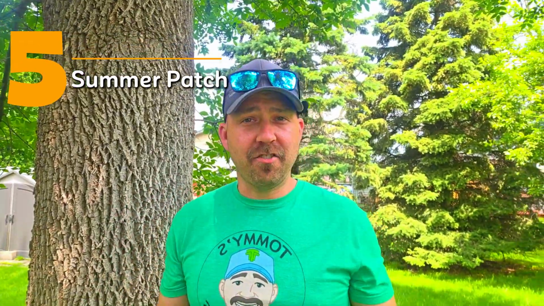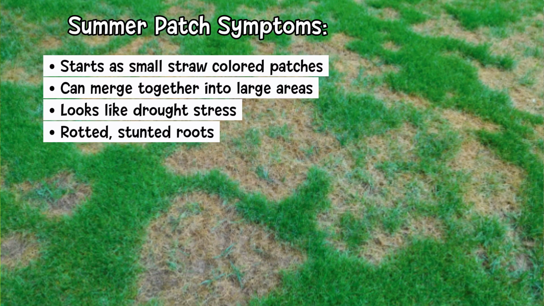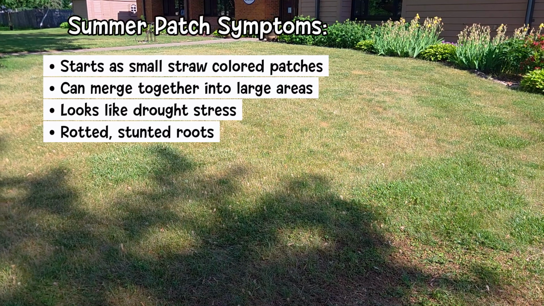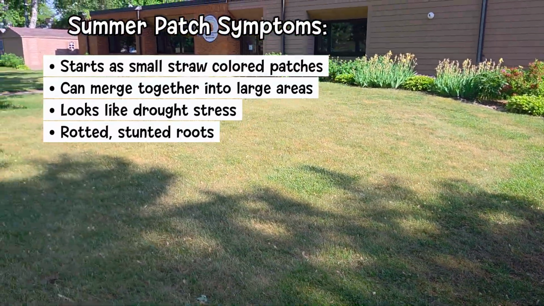This is summer patch. It's going to start out as small straw-colored circles that are going to expand and merge together. Now this is going to look a lot like drought stress and heat stress. So how do you identify it? Well, I would get out there and pull up some of that grass or dig some up. You want to look at the roots.